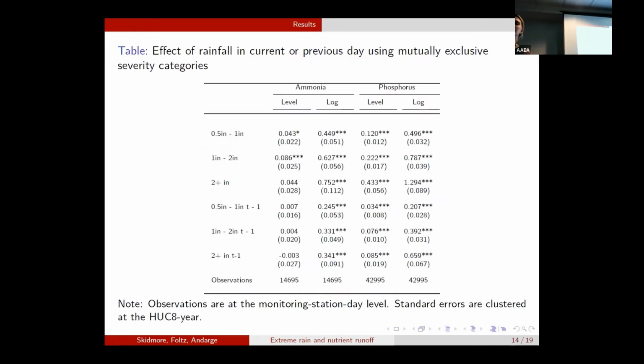So first of all, what do we find just in terms of what is the impact of rainfall, either in that day or the previous day, on nutrient concentrations in the HUC 8?